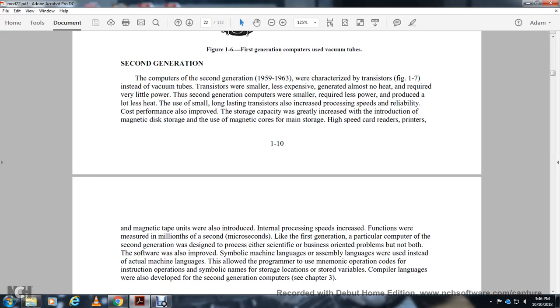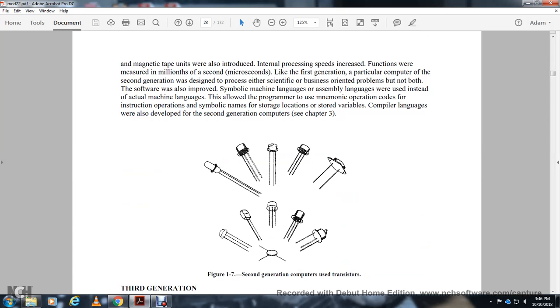The software was also improved with symbolic machine language. Assembly language was used instead of actual machine language, which allowed the programmer to use mnemonic operation codes for the instruction operations and to use stored variables in place of storage locations. Compiler languages were also developed in the second generation computers. See Chapter 3, Figure 1. So the second generation used transistors.